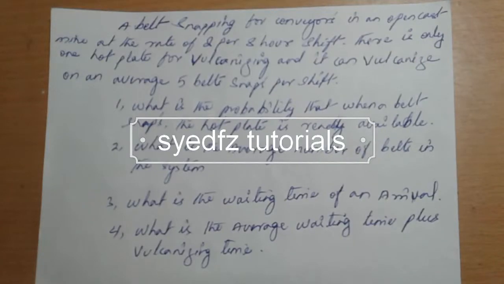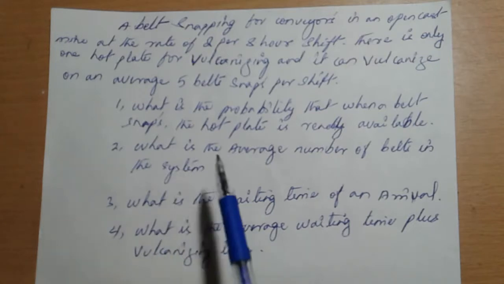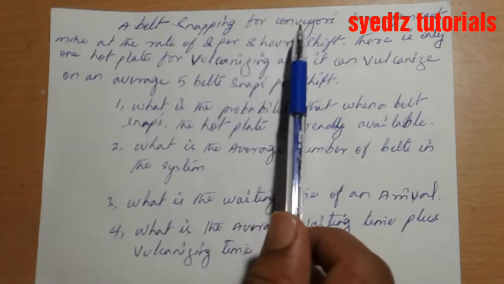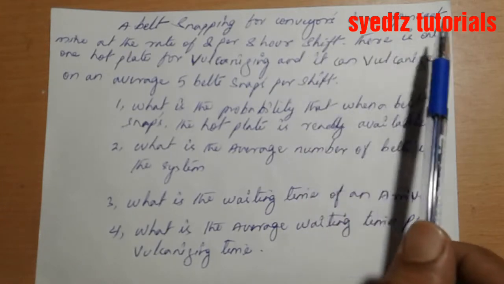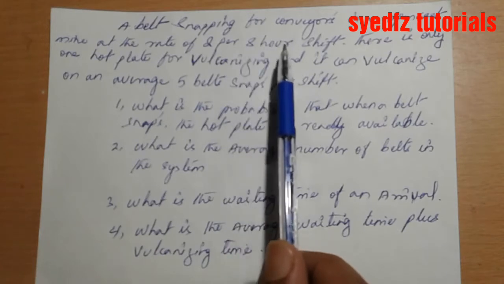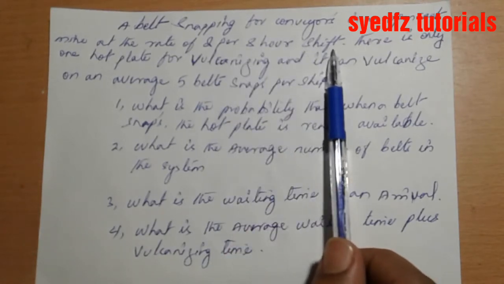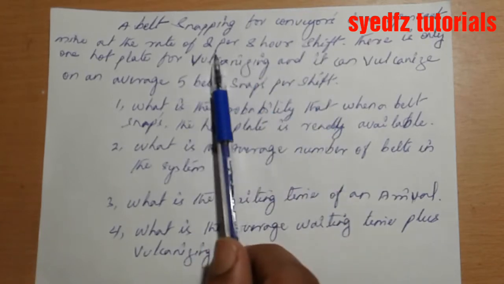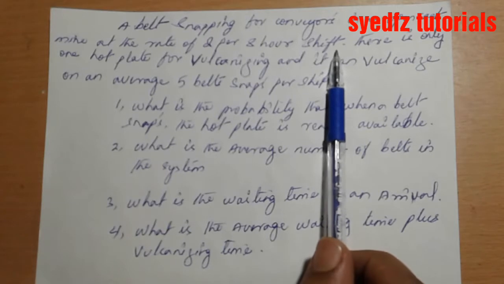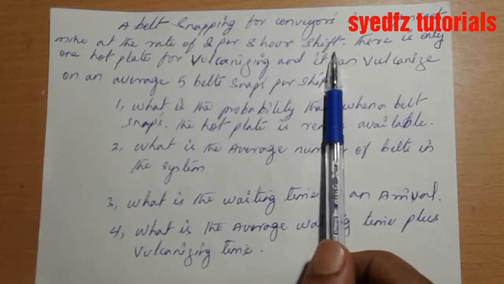Queuing theory system question. A belt snapping, let's start the question. Belt snaps occur for conveyors in an open cast mine at the rate of 2 per 8-hour shift. So it is creating 2 belts per 8-hour shift.